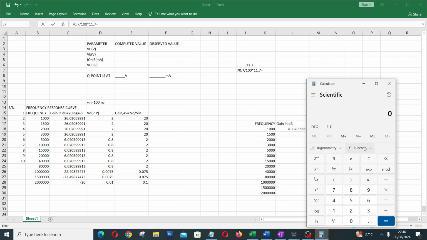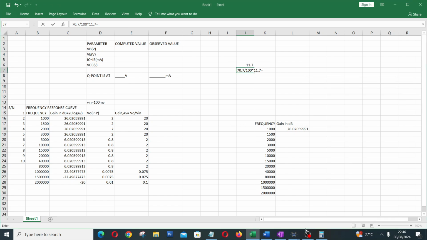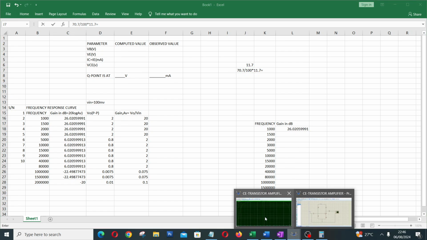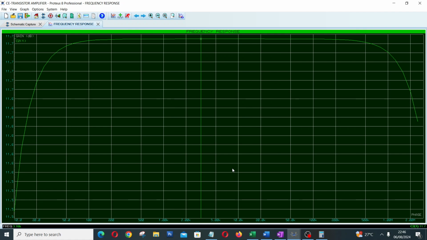So 70.7 divided by 100 is 0.707, then multiply by 11.7, which is the peak value, the peak gain. That's 8.2719. Then you look for it on the graph. So when you take the cursor, try to drive it around.